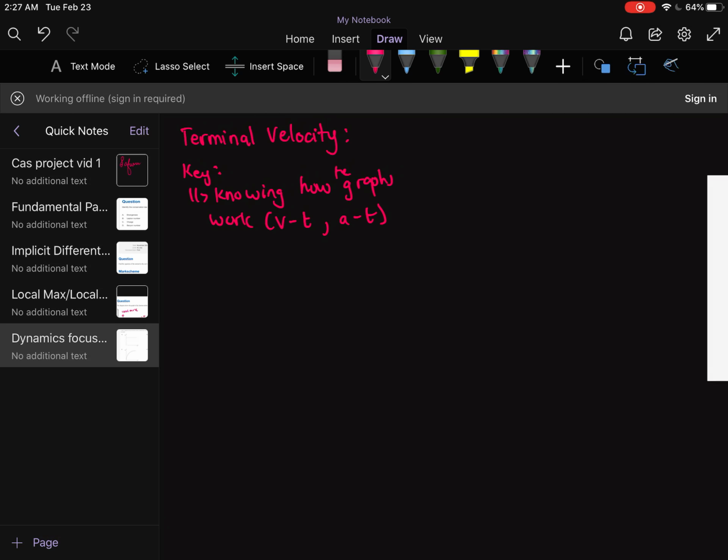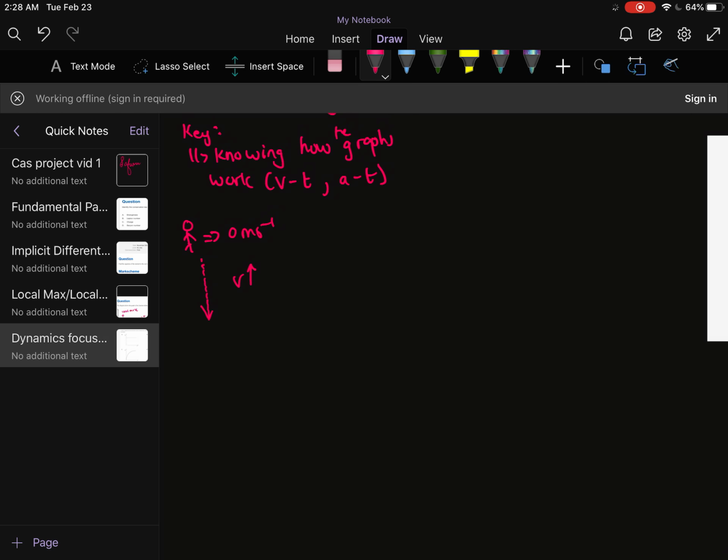So let's say there's a person and he's about to jump. At this moment, he has 0 meters per second. But then as he's falling down, his velocity is going up. So he's increasingly falling down until he comes to one point where he just maintains that speed. So he's still falling down, but he maintains that speed so that v remains constant.